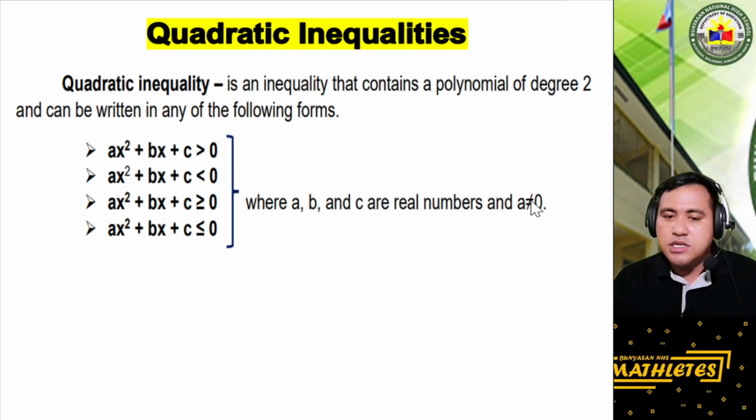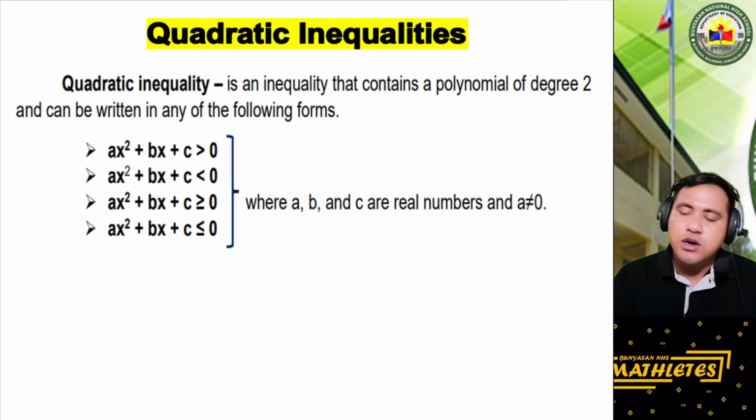For the same reason as in our quadratic equation, a cannot be 0. It's because if a becomes 0, our quadratic inequality will no longer be a quadratic inequality. It cannot be called a quadratic inequality because the quadratic term is eliminated. Same reason as in our quadratic equation.